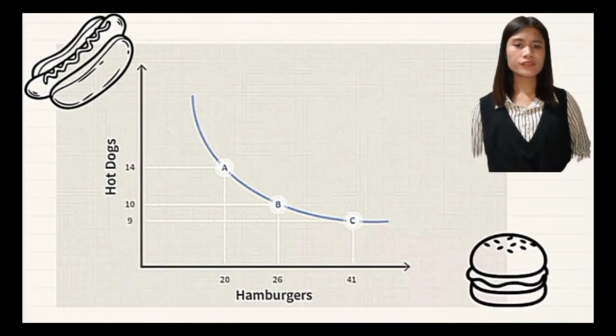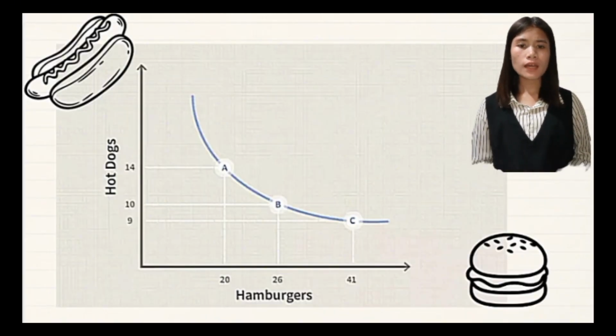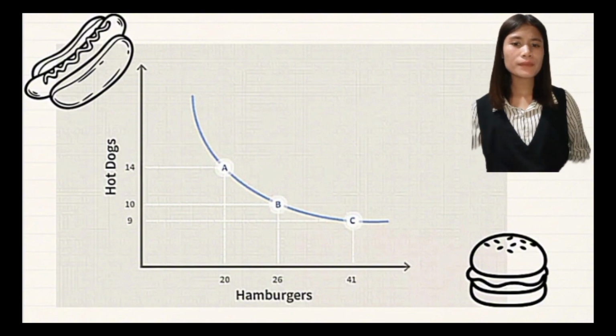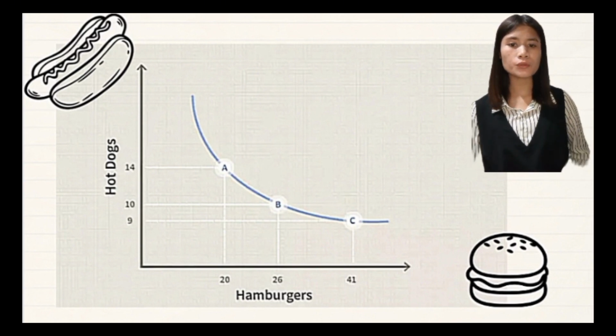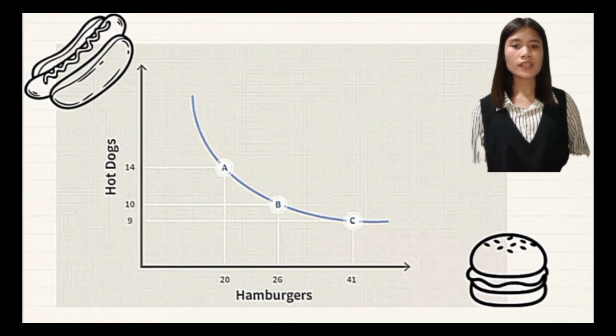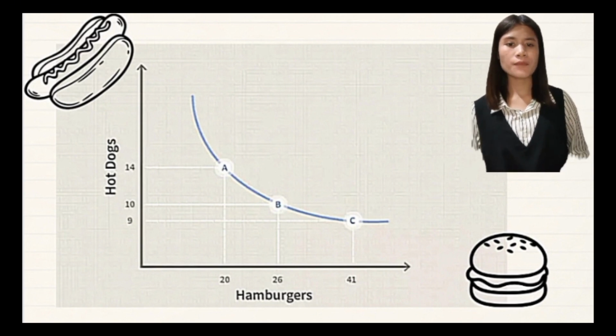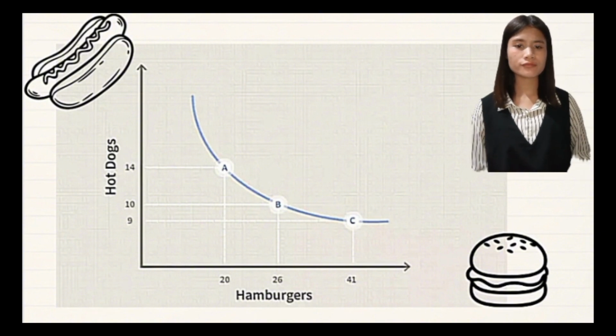Let's give another example. If you like both hot dogs and hamburgers, you may be indifferent buying 20 hot dogs and no hamburgers, or 45 hamburgers and no hot dogs, or some combinations of the two. For example, 14 hot dogs and 20 hamburgers that you can see in point A. Either combination provides the same utility.